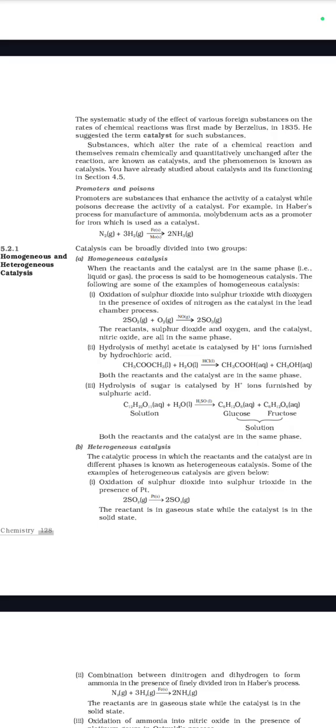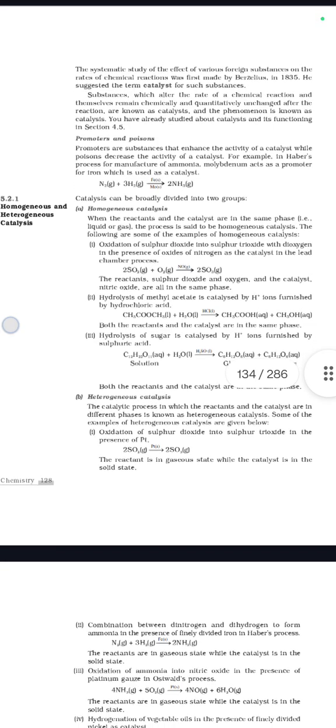Homogeneous catalyst. When the reactants and the catalyst are in the same phase, that is liquid or gas, the process is said to be homogeneous catalysis. The following are some examples of homogeneous catalysis: oxidation of sulfur dioxide into sulfur trioxide with dioxygen in the presence of oxides of nitrogen as the catalyst in the lead chamber process. The reactants sulfur dioxide and oxygen and the catalyst nitric oxide are all in the same phase.